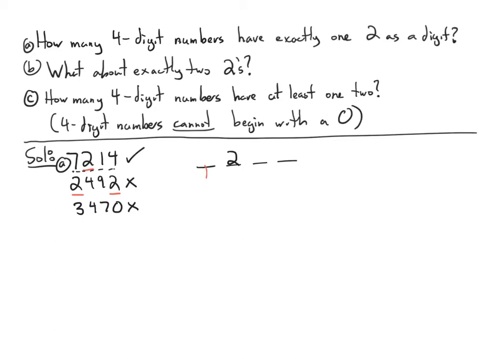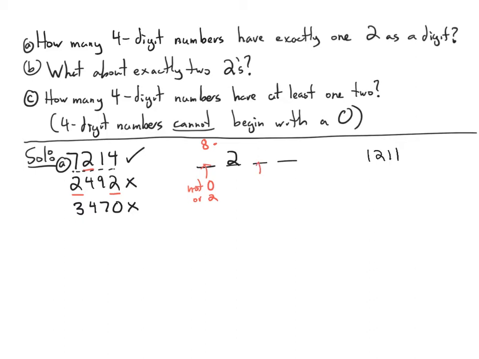Well, here I can't put a 0 because that's the first digit, and I can't put a 2. So how many digits do I have left? I have 8 possible choices. Remember that once I use a digit, I can use it again. So something like 1, 2, 1, 1 is fine. That is fine. Okay. So I have that.